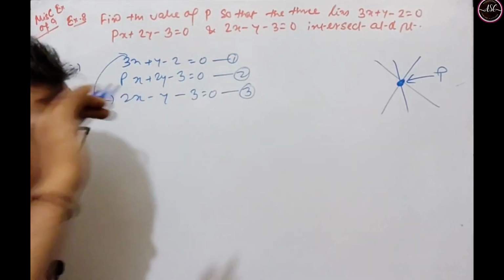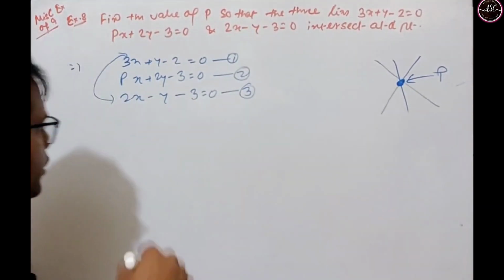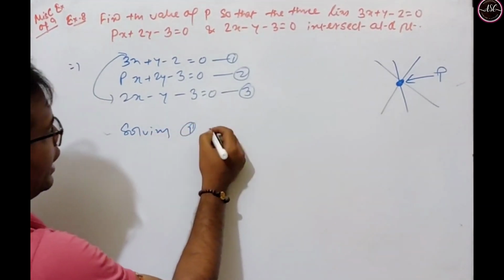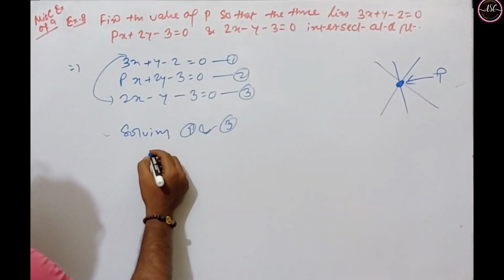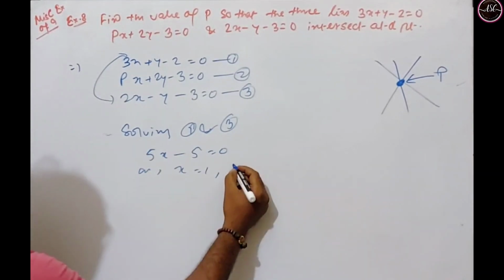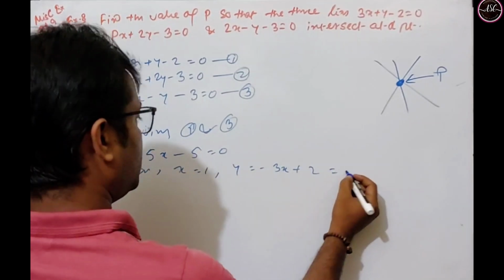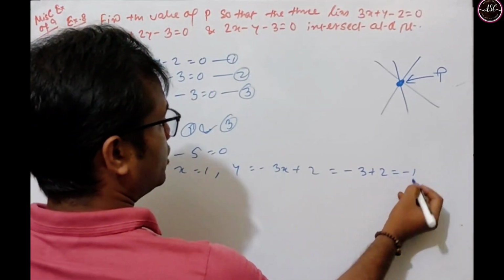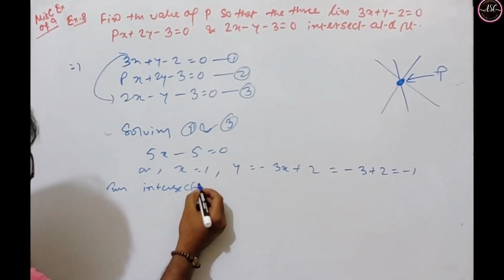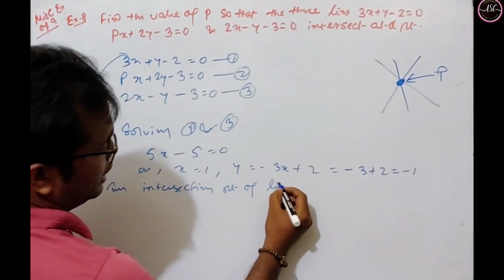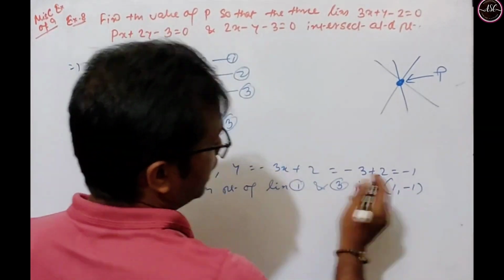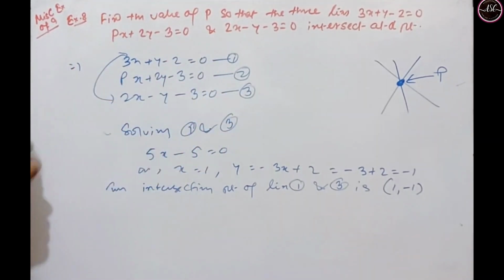Okay, now if we solve 1 and 3, we get the common intersecting point. Solving 1 and 3, we get 5x minus 5 equal to 0 or x equal to 1 and y equal to minus 3x plus 2, that means minus 3 plus 2, that means minus 1. Okay, so the intersecting point of line 1 and 3 is here 1 comma minus 1, and the three lines intersect each other.